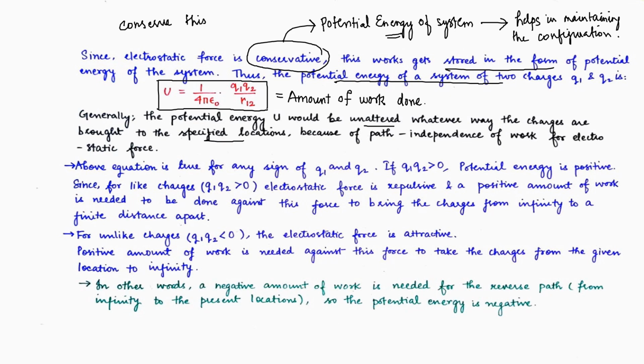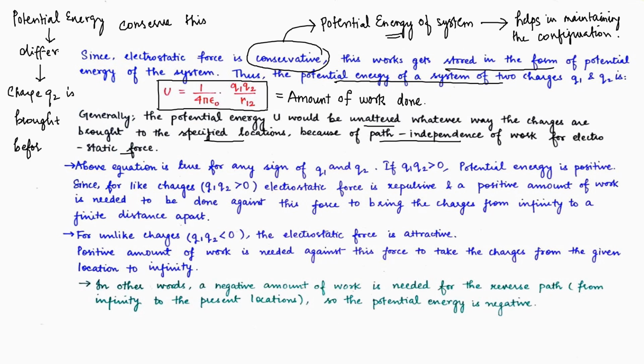Now generally the potential energy would be unaltered whatever may be the order in which the charges are brought to the specified location, because of path independence of work for electrostatic forces. What exactly this wants to say is that this potential energy will not differ in case we are bringing charge Q1 later than Q2, or charge Q2 before charge Q1, because this potential energy does not depend upon the path that is being followed.